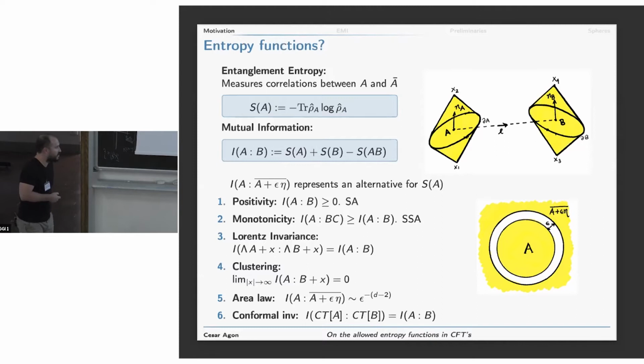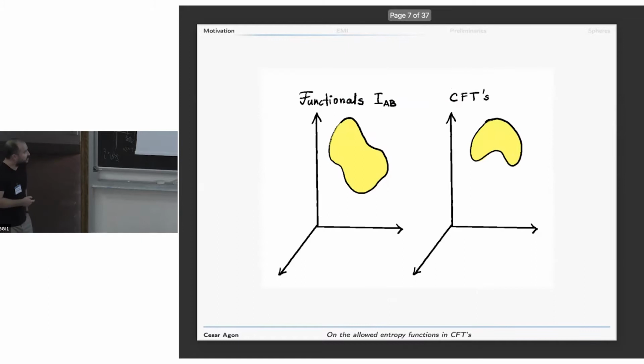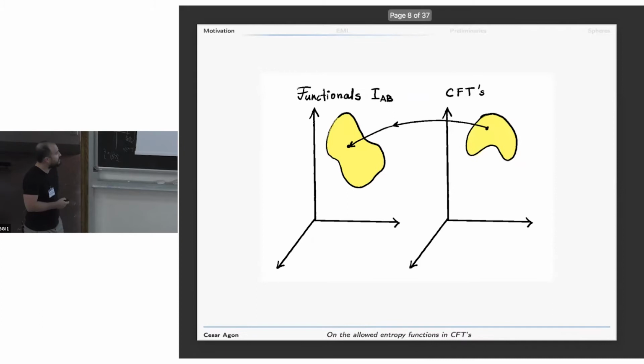Okay, so the idea is the following. We have two abstract spaces: the space of functionals that depend on the region, but are defined regardless of the region, which satisfy the set of axioms or properties that I mentioned before. And there is this other set of conformal invariant theories. There is a simple relation that the mutual information gives, the definition from the QFT side: given any CFT, you will immediately get a functional, which is just the mutual information, by definition.